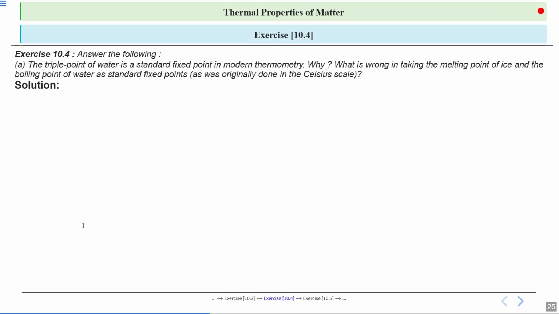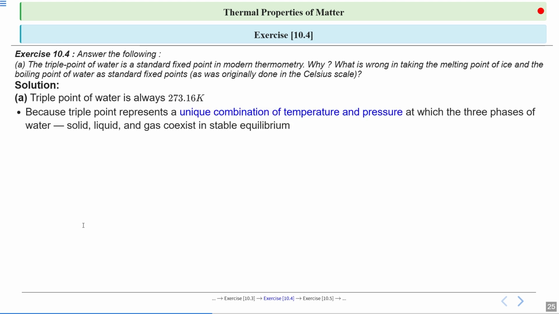So first, the question asked: the triple point of water is a standard fixed point in modern thermometry. Why? And what is wrong in taking the melting point of ice and the boiling point of water as standard fixed points, as was originally done in the Celsius scale? So we know the triple point of water is always 273.16 Kelvin.